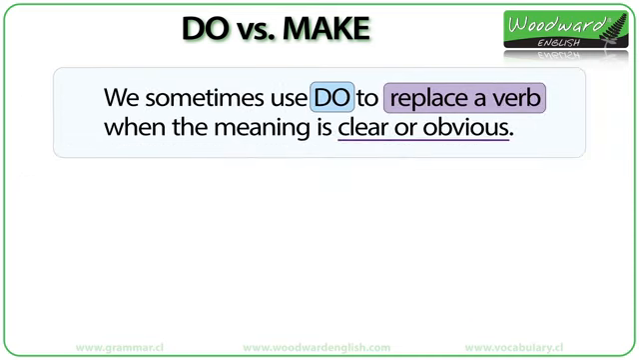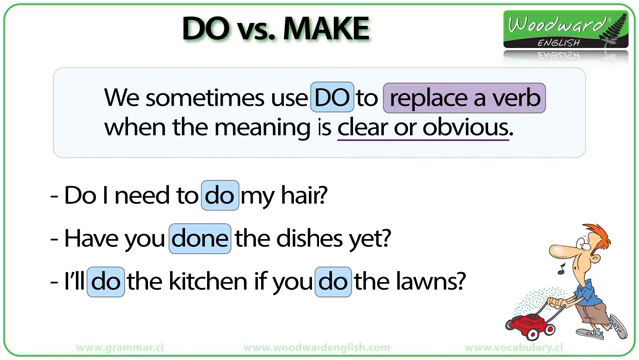We sometimes use the verb do to replace a verb when the meaning is clear or obvious. This is more common in informal spoken English. For example, do I need to do my hair? In this case, it is clear or obvious that do refers to brushing my hair or combing my hair.